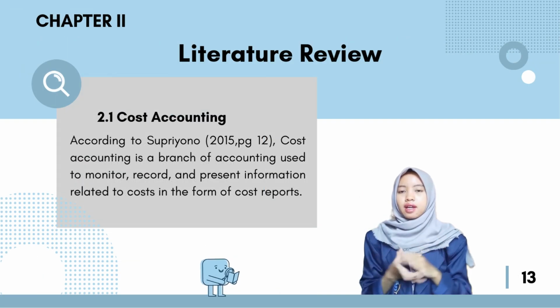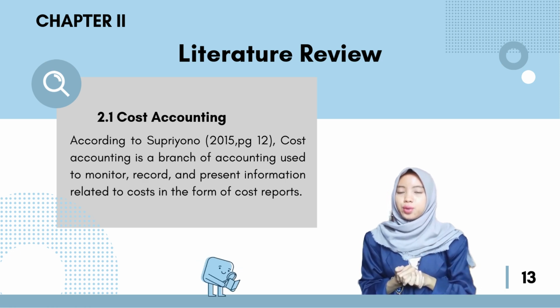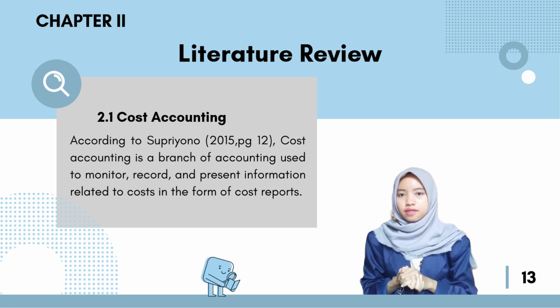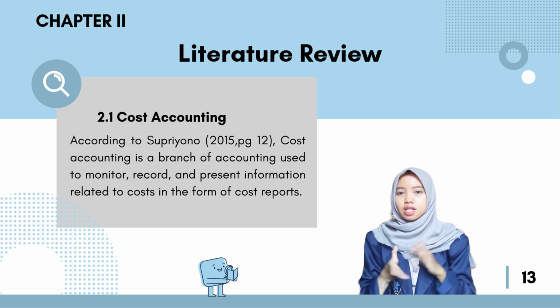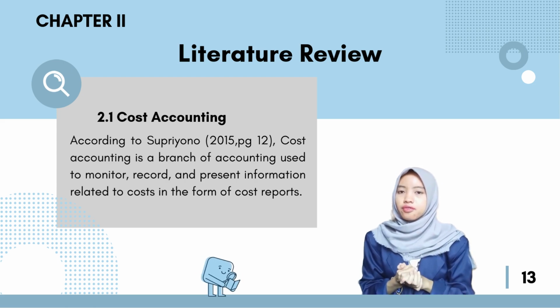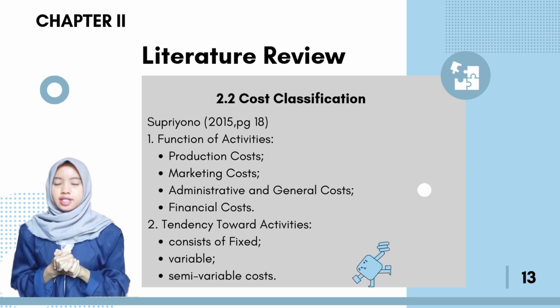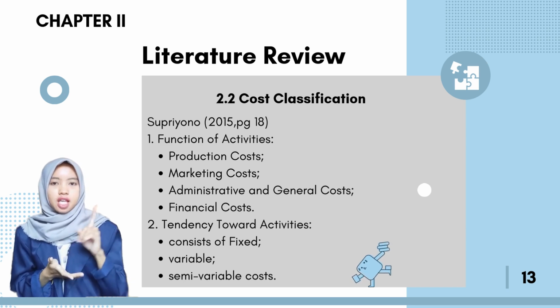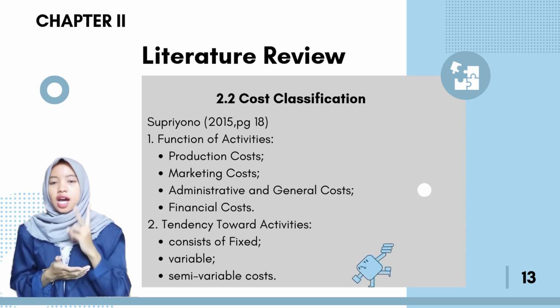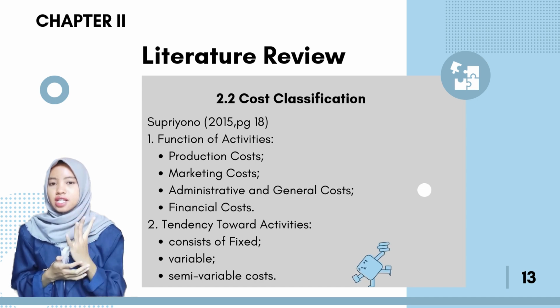In the next chapter, Chapter 2, Literature Review, 2.1 Cost Accounting. According to Supriyono in 2015, page 12, cost accounting is a branch of accounting used to monitor, record, and present information related to cost in the form of cost reports. Cost classification. Supriyono in 2015, page 18, classifies costs into 5 aspects, namely, the first, function of activities, consists of production costs, marketing costs, administrative and general costs, and financial costs.